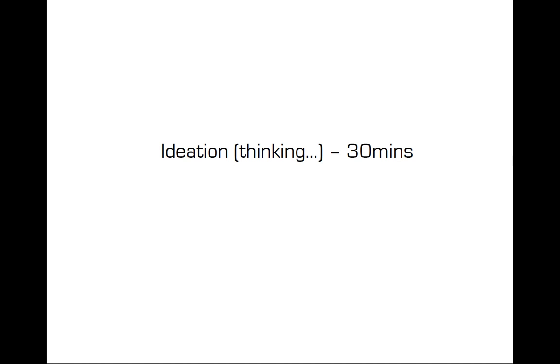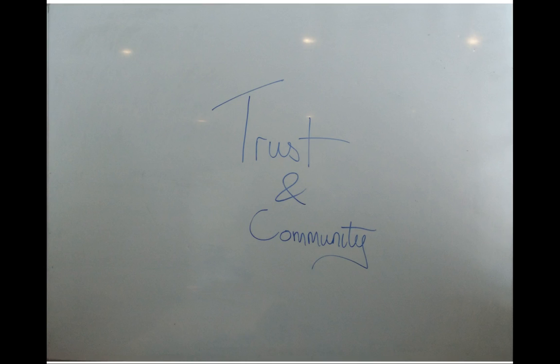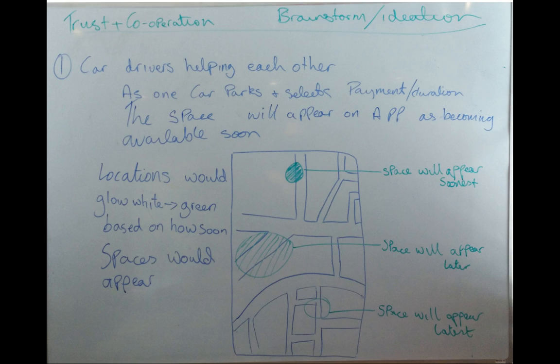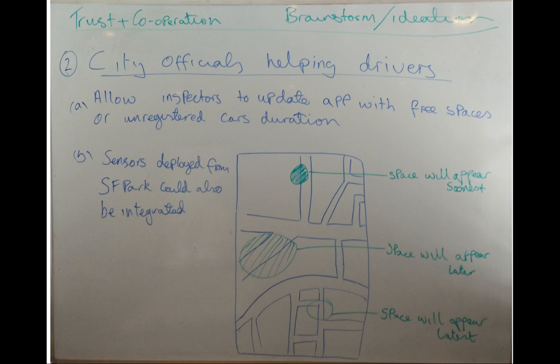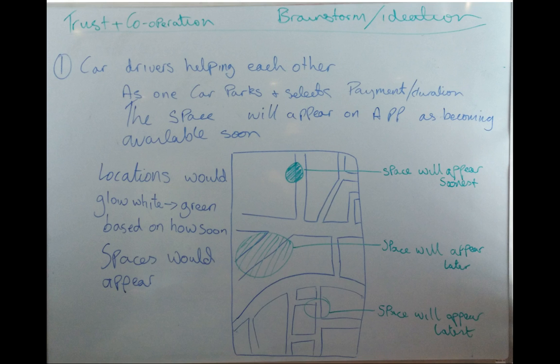Basically 30 minutes was spent thinking about the problem, or what some people may call ideation. I came back to my guiding force of trust and community, and the first iteration is on car drivers helping each other. When you pay for 4 hours of parking, you're telling the system that your space should become available within 4 hours. So why not tell other car users this? Locations will be basically green. The greener they are, the more likely there is a space there.